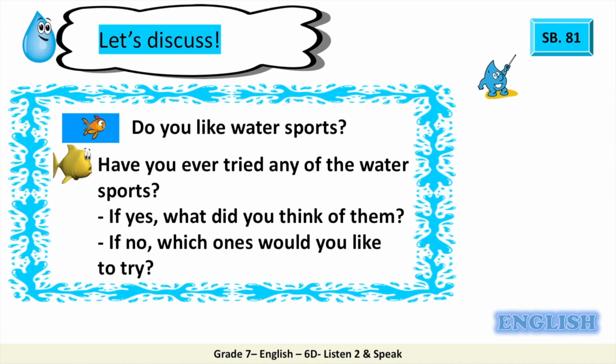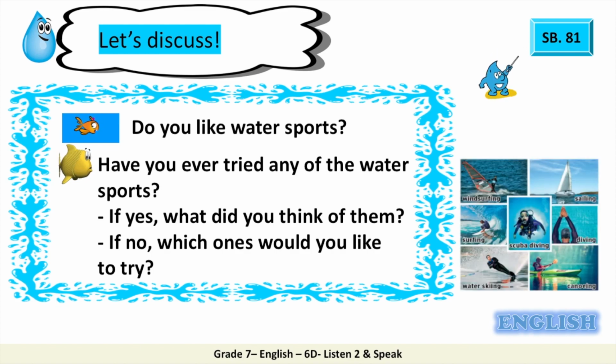Alright, let's start today's lesson with a short discussion. Do you like water sports? Have you ever tried any of the water sports that you see in this picture? If your answer is yes, what did you think of them? If your answer is no, which ones would you like to try? Please pause the video and think of answers to these questions carefully. Okay, please go to your team's account and share your answers with your teacher and classmates to get feedback.